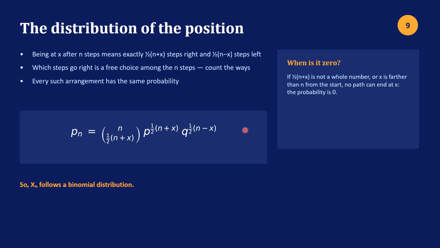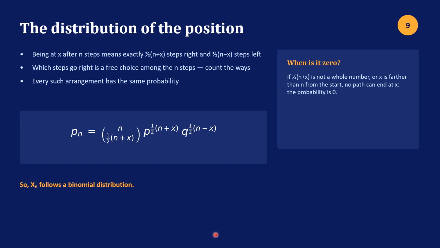position after n steps. And then the other possibility is if x is further than n from the start, then there's no way you're going to get out to state x in n steps. I think that's obvious. So that's probability 0 in that case also.